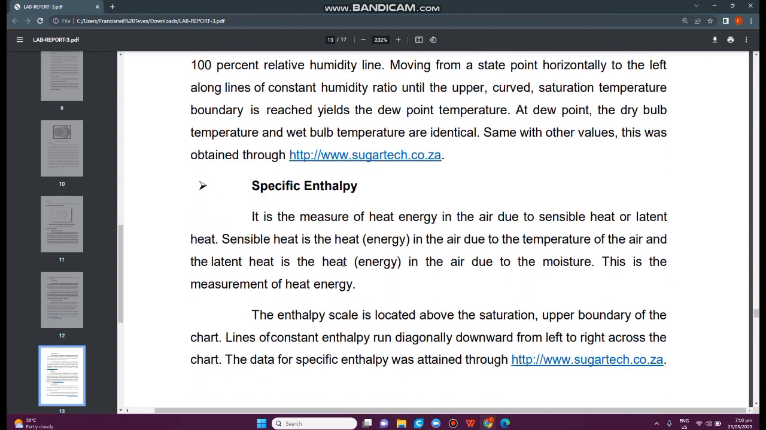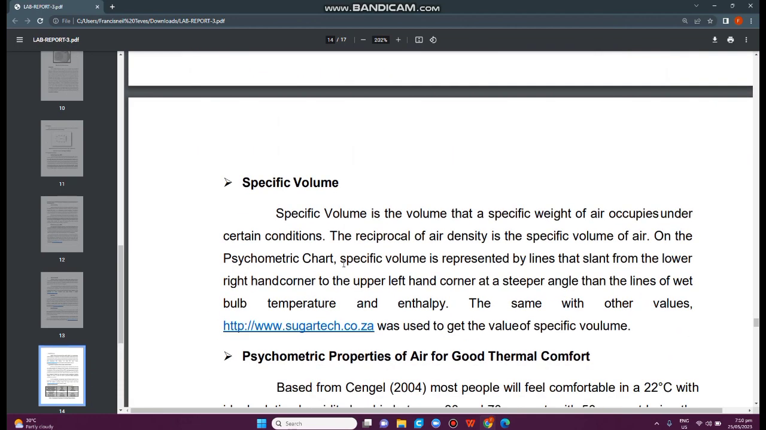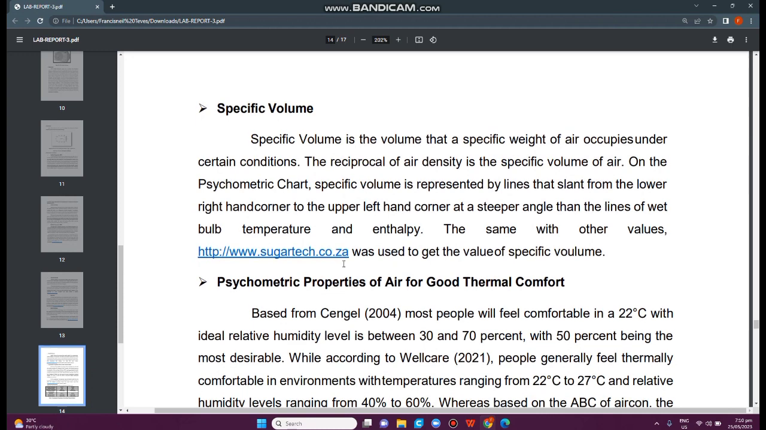Next, we have the specific enthalpy. It is a measure of heat energy in the air due to sensible heat or latent heat. Sensible heat is the heat energy in the air due to the temperature of the air, and latent heat is the heat in the air due to moisture. Next, we have the specific volume. As we all know, specific volume is the volume that a specific weight of air occupies under certain conditions.